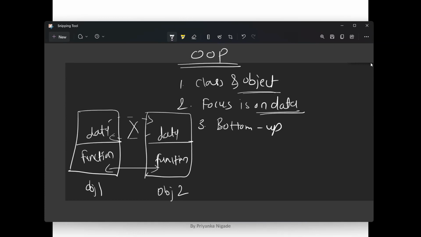मतलब पहले top functionality develop नहीं होगी. First they will implement some sub functionality. Whenever sub functionalities are ready, then only they can develop the top functionality. Are you understanding? This is called bottom up approach.